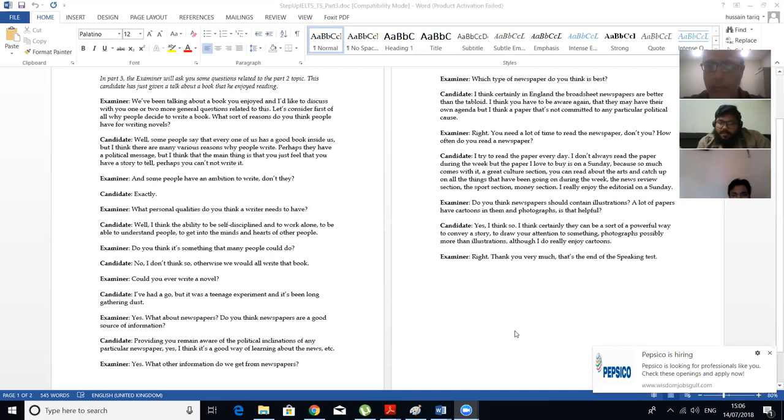Do you think newspapers should contain illustrations? A lot of papers have cartoons in them and photographs. Is that helpful? Yes, I think so. I think certainly they can be a powerful way to convey a story, to draw your attention to something, photographs possibly more than illustration. Although I do really enjoy cartoons. Right. Thank you very much. That's the end of the speaking test.